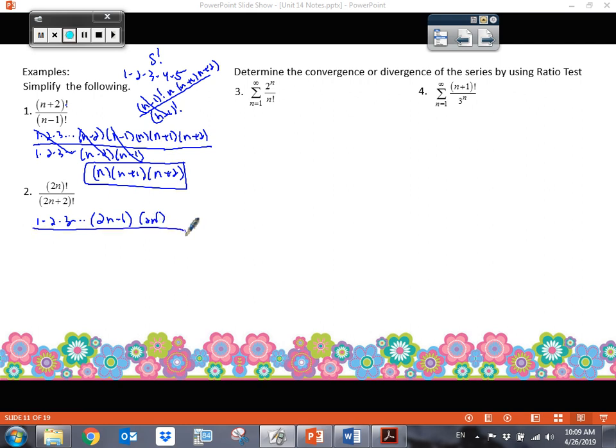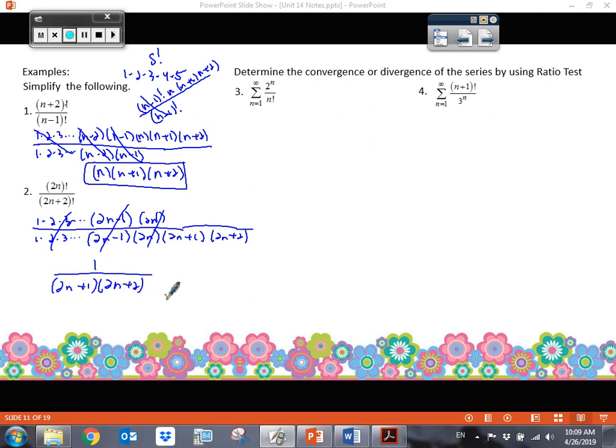Okay. So in the denominator, I have 1 times 2 times 3 dot dot dot. And we're going to go all the way back to 2n minus 1, of course, so they will cancel. And then 2n, and then 2n plus 1, and then 2n plus 2. Okay, so now we cancel, and we're left with 1 over 2n plus 1 and 2n plus 2.